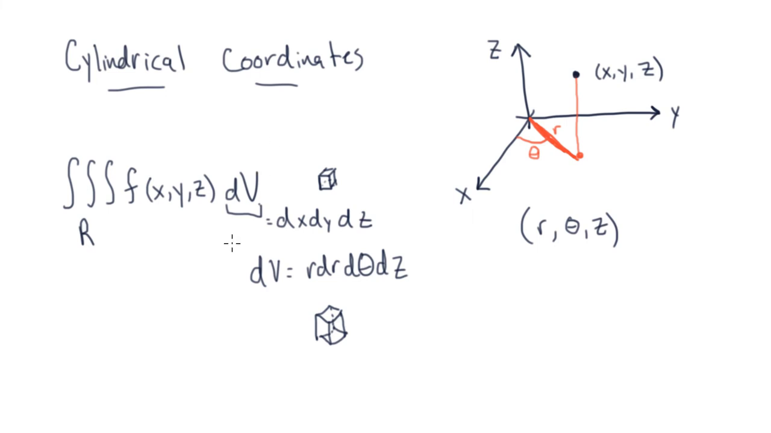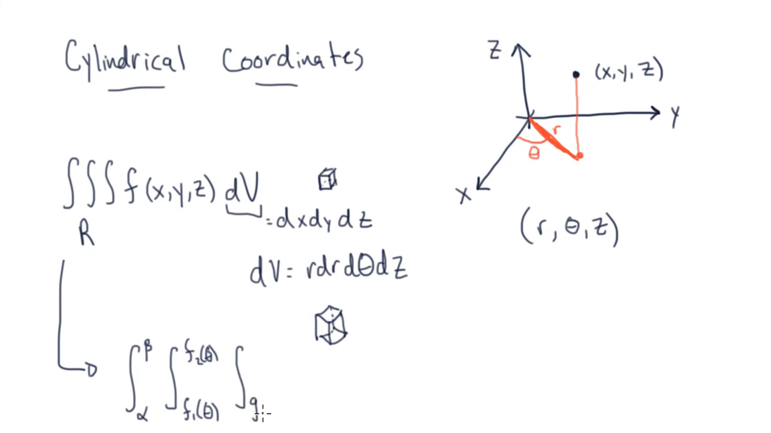So that's the idea. The final product is, we'll again have theta be between two angles alpha and beta, and then our r coordinate is going to be between two functions of theta, and then z is going to be exactly the same. So z is still going to be between g1 of xy and g2 of xy.